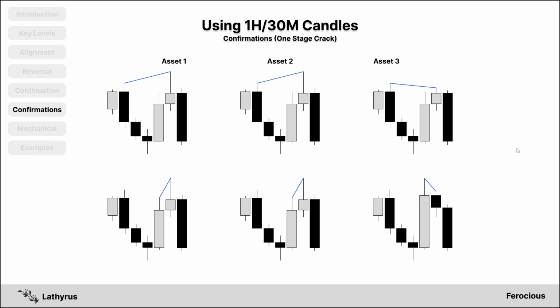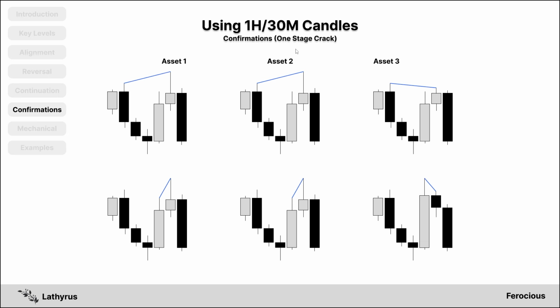Now I will go over the confirmations I'm using to trade any C2 candle on any time frame. This can be applied to the daily, 4 hour, or in this case the 1 hour and 30 minutes to confirm the high or low of the day, to confirm the reversal.